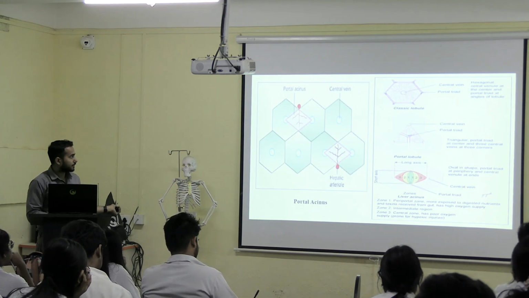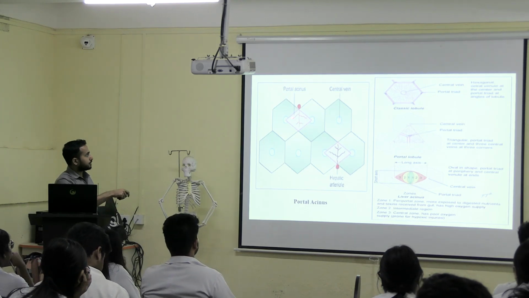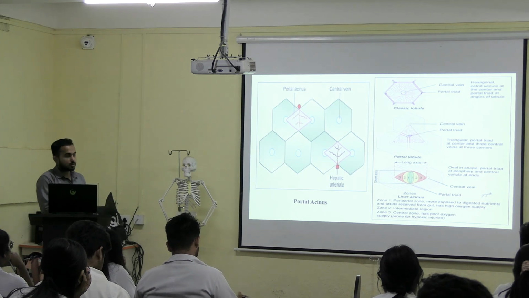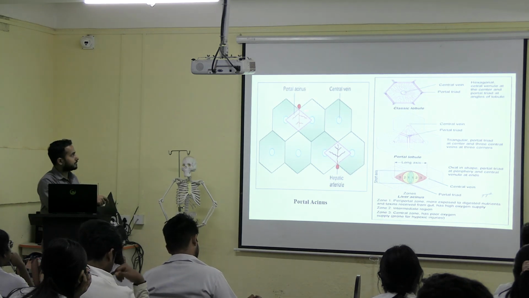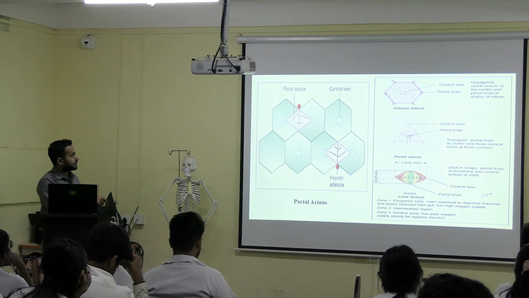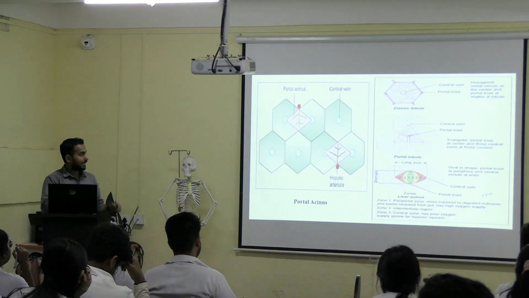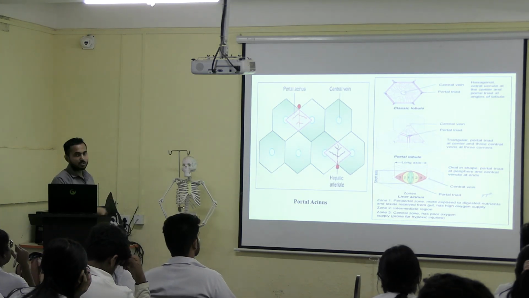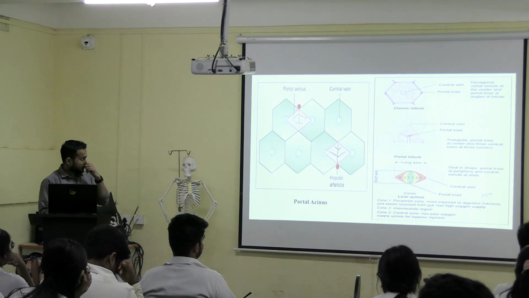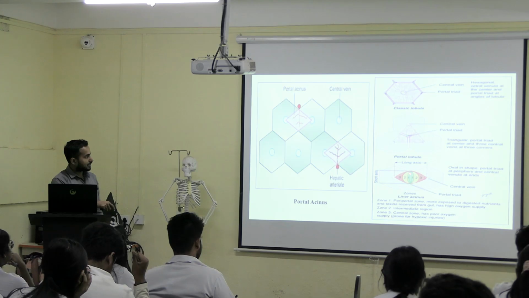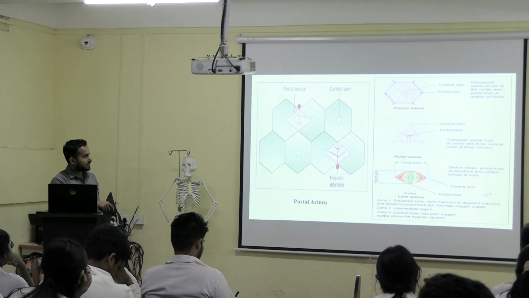Let me show you the diagram. In this diagram you can see the portal acinus. This is the hepatic arteriole which is supplying the blood, and this portal acinus is present in between the two classical lobules. This is one lobule, this is another lobule. In between the two lobules, this particular area is called the portal acinus. It is diamond shaped. At both ends you are getting the central vein. Next, based on the hepatic arteriole which is supplying the portal acinus, 3 zones are there.